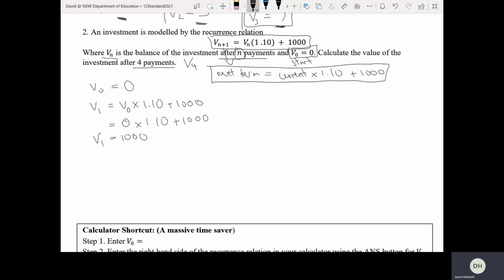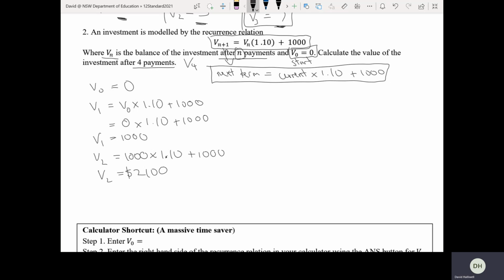So what I'm going to do is jump a little bit. What is the current value? So the next value from V1 is going to be V2. What's the current value? 1,000. I'm going to multiply that 1,000 by 1.10 and then add 1,000. When you do that, you get 2,100. So that's my V2.